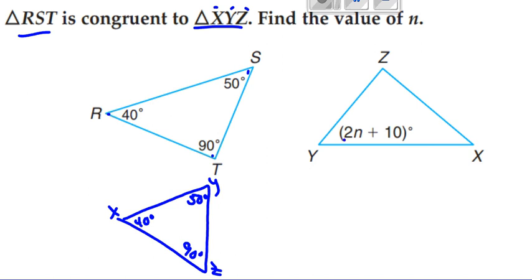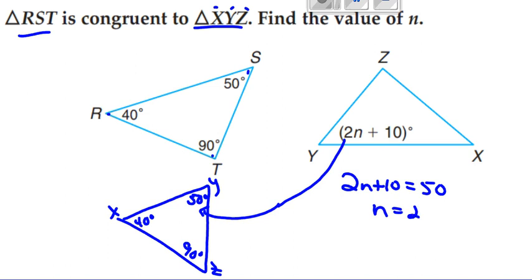I'm trying to figure out what this is. So that's going to have to be equal to 50. 2n plus 10 is equal to 50. And then if you solve, looks like I'm going to subtract 10 and then divide by 2, so n is going to be 20.